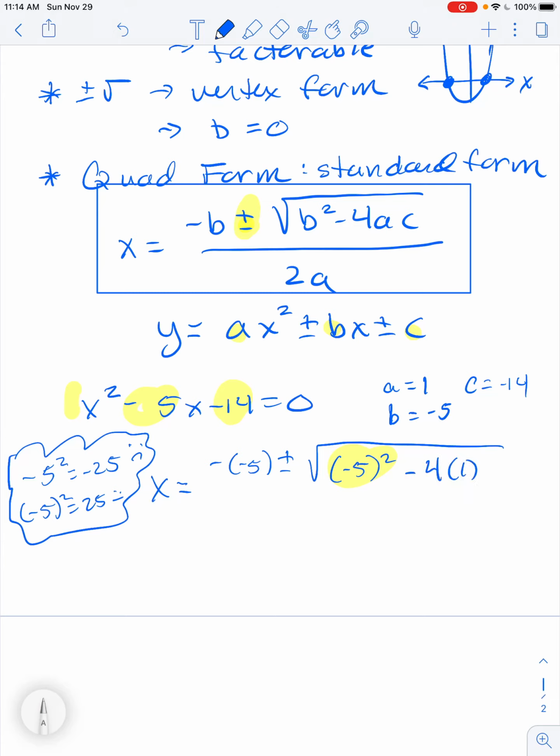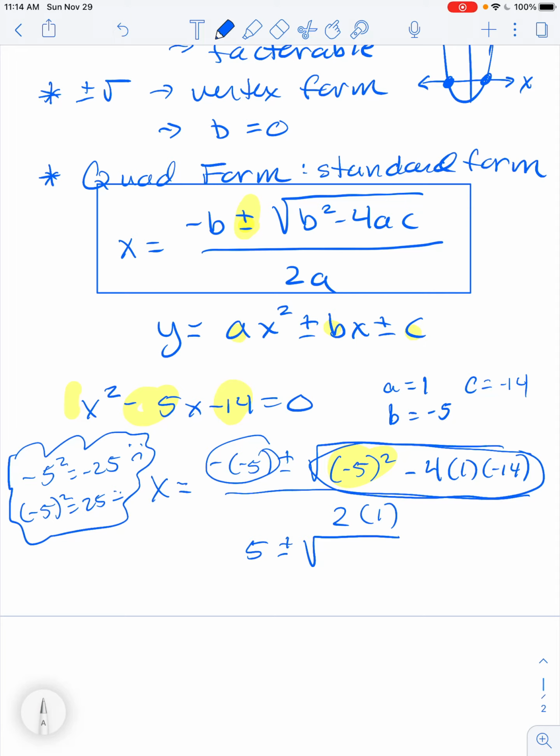Okay, so minus 4 times my a times my c, including the negative sign, all over 2 times my a value. So this is clearly a calculator-driven thing. This part out in front becomes a positive 5 plus or minus. And then I just do this whole thing on my calculator. I'm going to take my 5 squared. I just don't do the negative because I know it's never going to be negative, but if you do, make sure you use those parentheses. And I'm getting 81 under the radical, and then on the bottom, a 2.